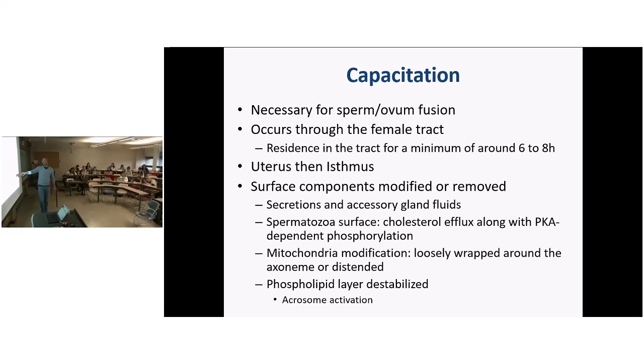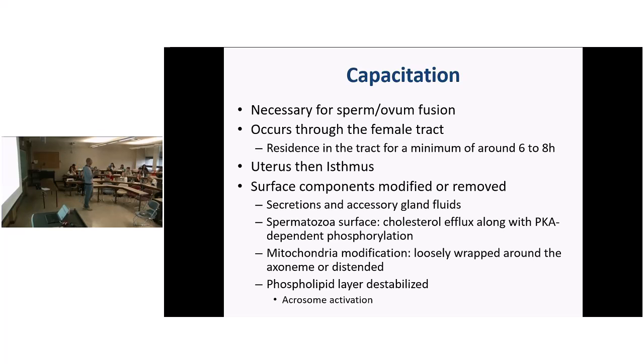Some of these things here: cholesterol efflux, protein kinase dependent phosphorylation, or modifications of the mitochondria. Basically this phospholipid layer is stabilized. This last bullet is basically the step before the acrosome reaction occurs. Okay, so you're going to need to have that. If you remember the head of the sperm cell, you have that acrosome vesicle. That acrosome vesicle is filled with very potent enzymes. You're going to have to get rid of those enzymes that will basically digest tissue.